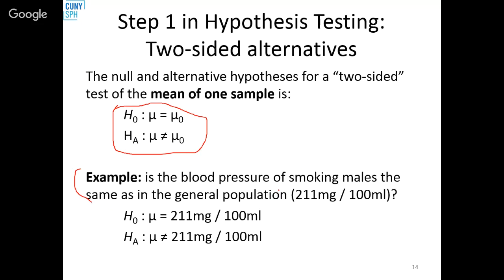So if you were to take all smoking males in the United States, say, and if you knew the blood pressure of all of them and averaged them, that's what mu is here. And our null hypothesis is that that value is 211 milligrams per 100 milliliters. Any questions?